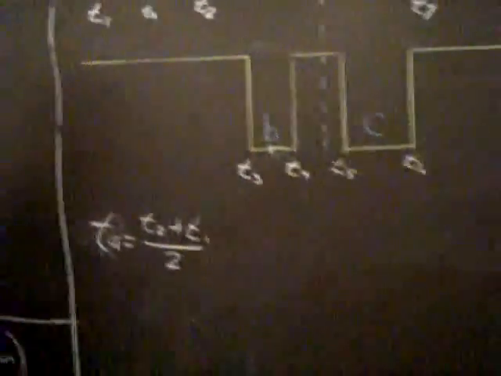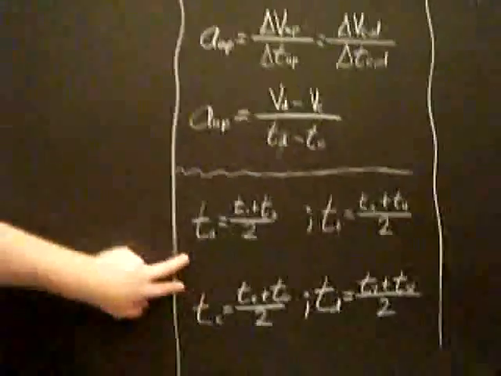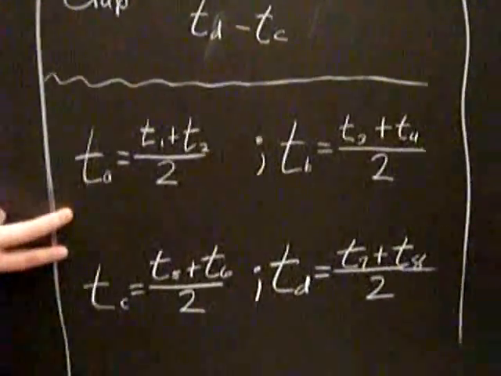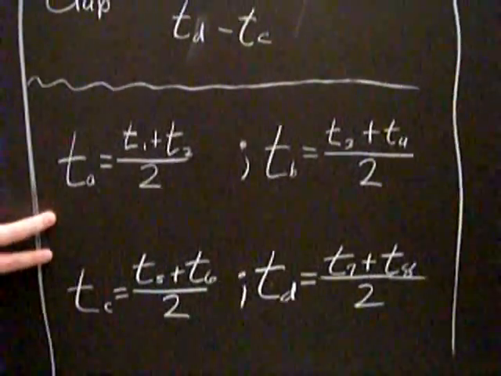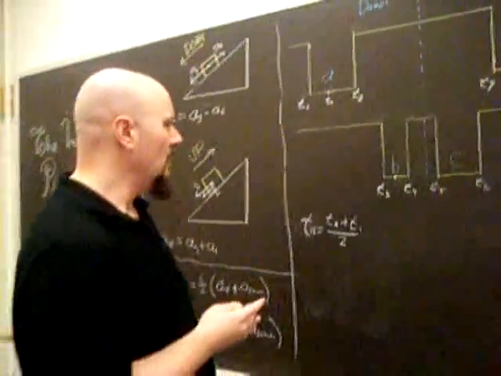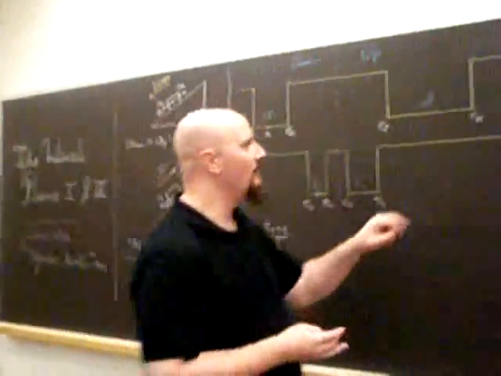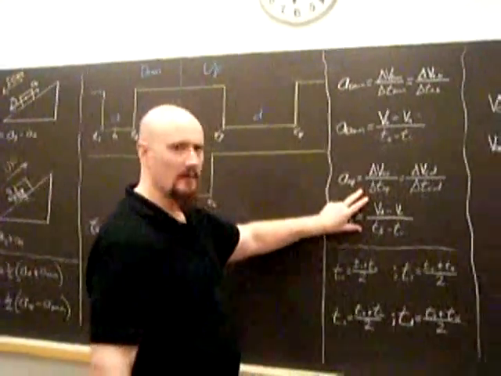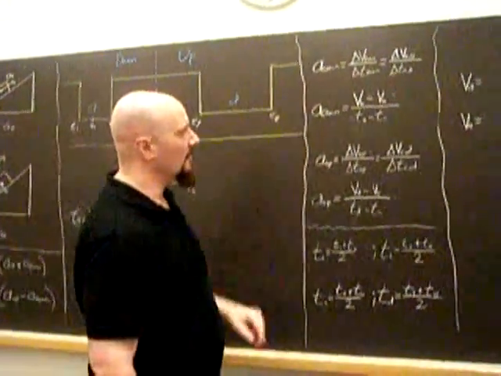So take a good look, here's all the times: TA, TC, TB, TD. That's nice. That takes care of the denominators of the two accelerations we need. And now let's look at the numerators.